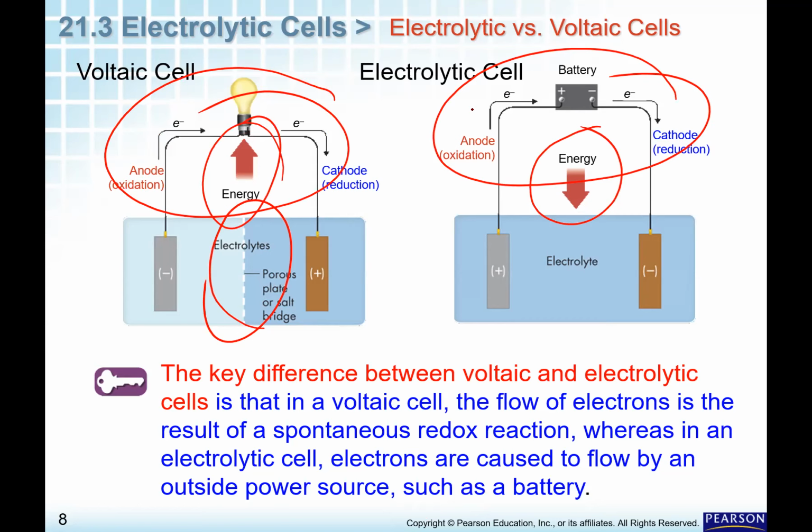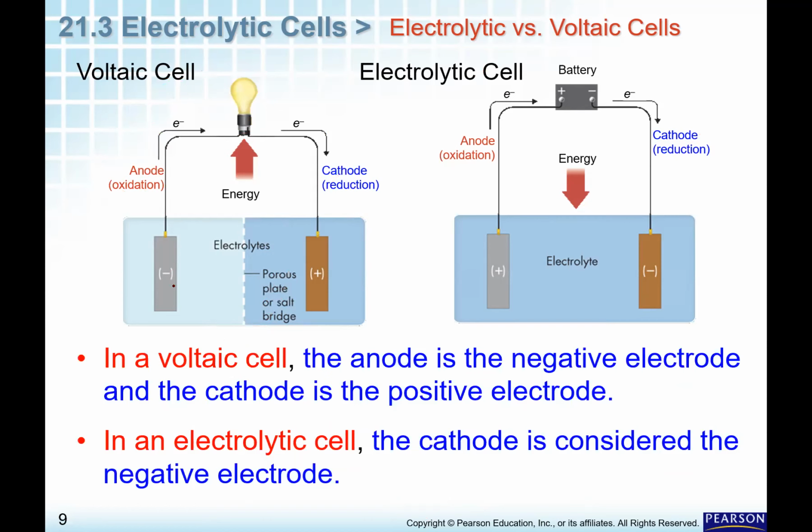Now, one other thing to notice is the fact that the anode is always negative in the voltaic cell, and the cathode, where reduction occurs, is positive. Here we can see that the signs are changed in the case of the electrolytic cell.